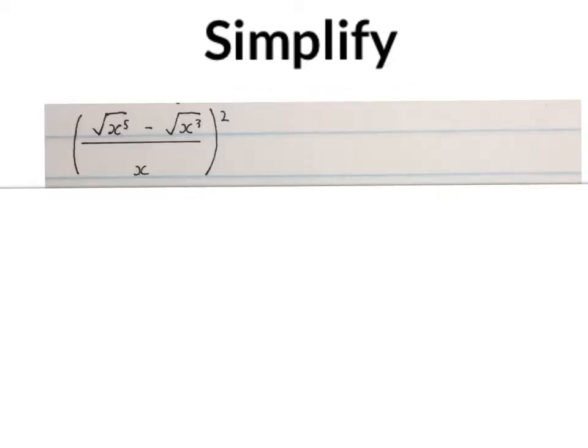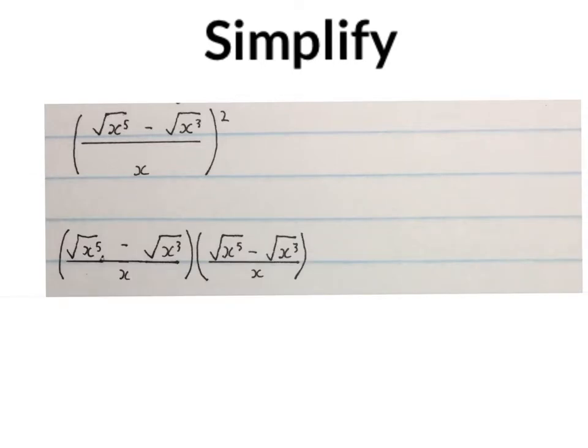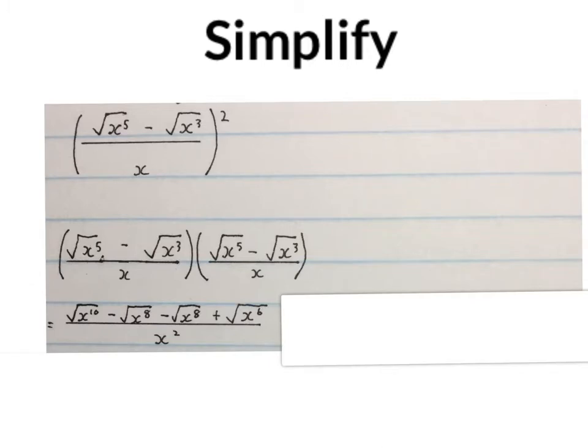Here's our next problem. It says simplify this expression. I rewrote it as two brackets next to each other. That's what the square means. From here, you can skip quite a few steps, but let's go through the motions. If I then times this square root of x to the power of 5 with this one, I'll get x to the power of 10 under the square root.